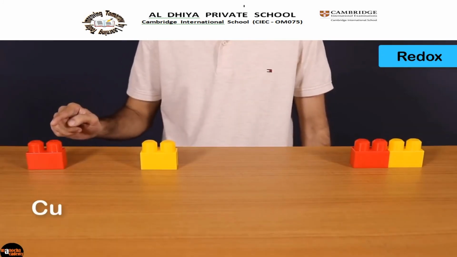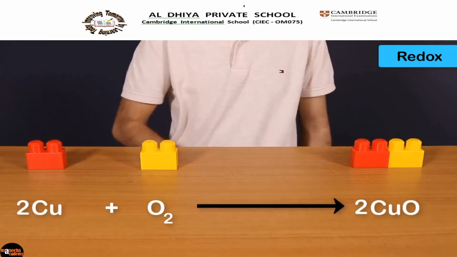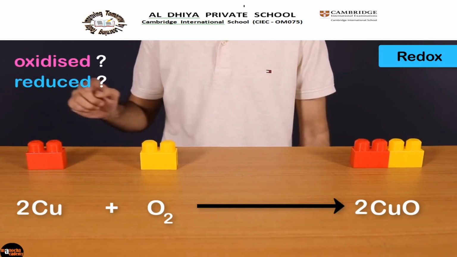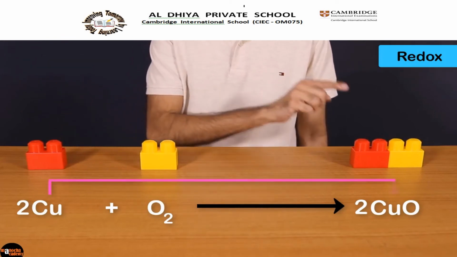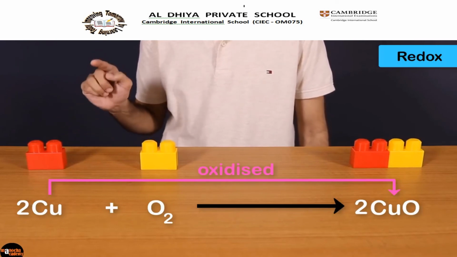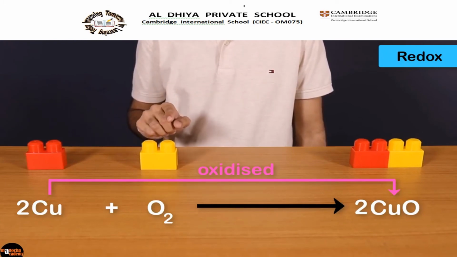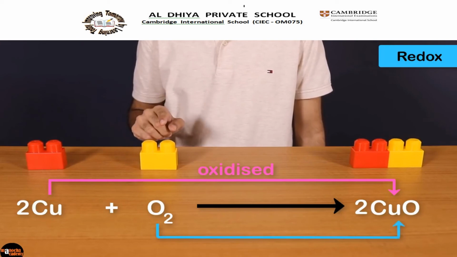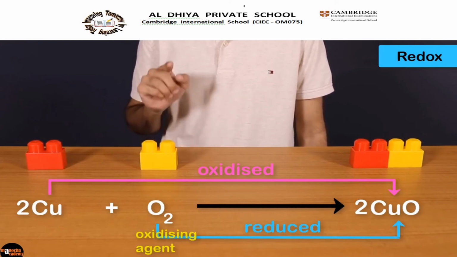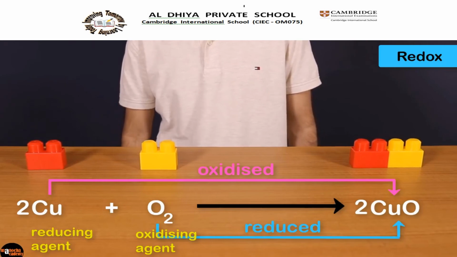Let's say here we have copper and oxygen, and when they react, we get copper oxide. Now who do you think is being oxidized and reduced here? Let's take a look. Copper is changing to copper oxide, so oxygen is being added to copper. So copper is being oxidized here. Now what about oxygen? Since a metal is being added to it, oxygen is being reduced. So oxygen is our oxidizing agent and copper is the reducing agent in this redox reaction.